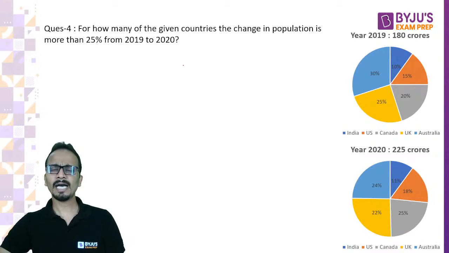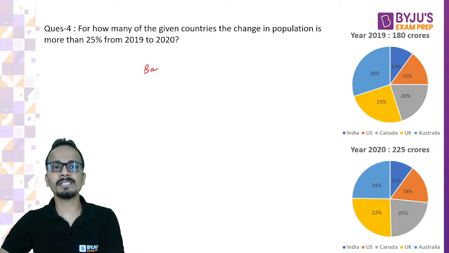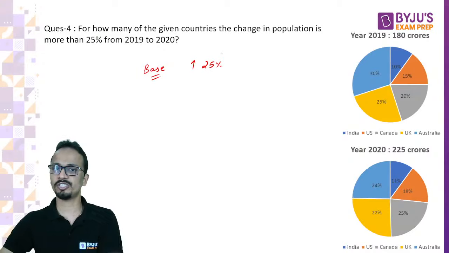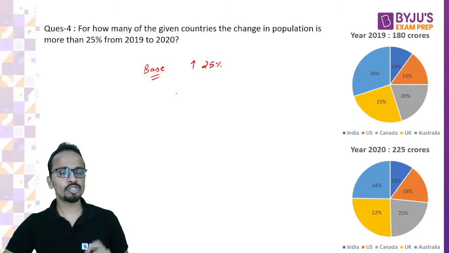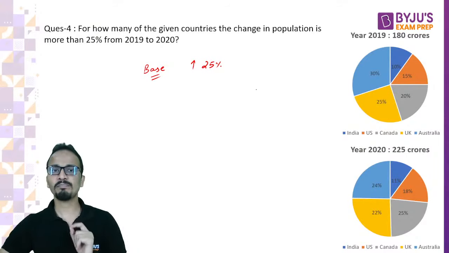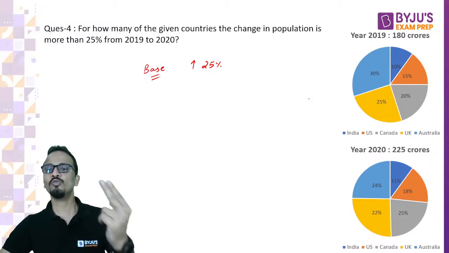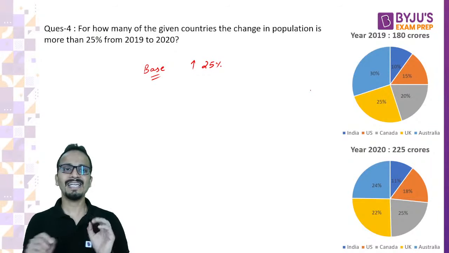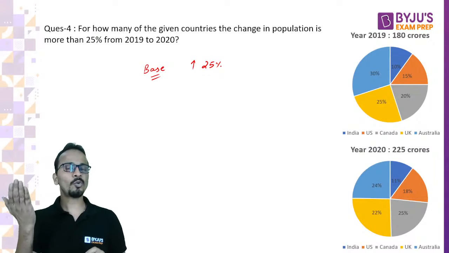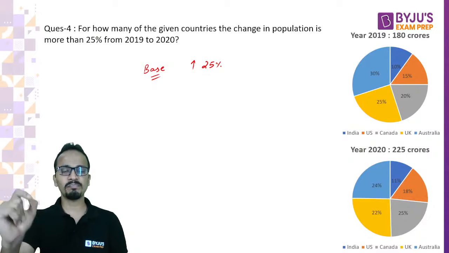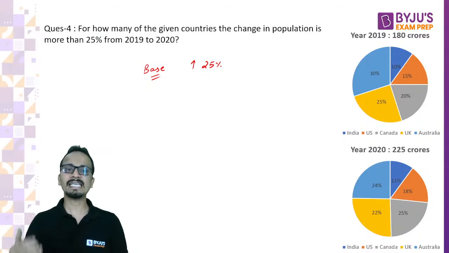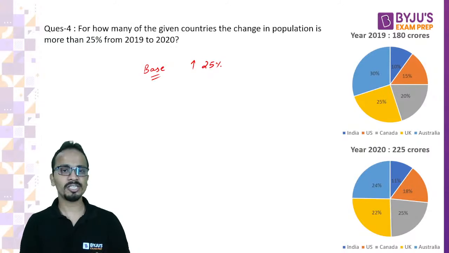Okay, now here we have seen that already in the base there is an increase of 25%. So if the percentage breakup for a country will increase, then the net percentage change will be more than 25%. Otherwise, if the percentage breakup for any country will decrease, the net percentage change will be less than 25%.